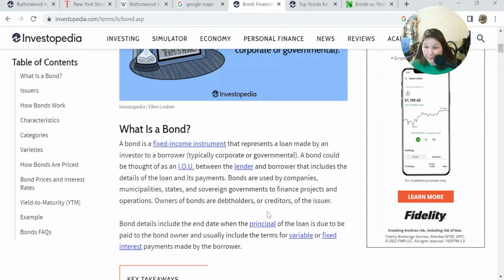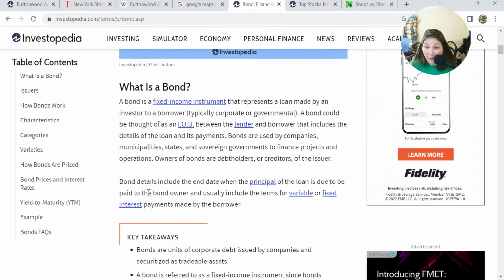But let's go. So we know what a bond is. Bond details include the end date when the principal of the loan is due. So if mom told you Friday, that would be the due date, and the principal is the amount of the loan. We're just learning these words, guys. Bond details include the end date when the principal of the loan is due to be paid to the bond owner and usually include the terms for variable or fixed interest payments made by the borrower.